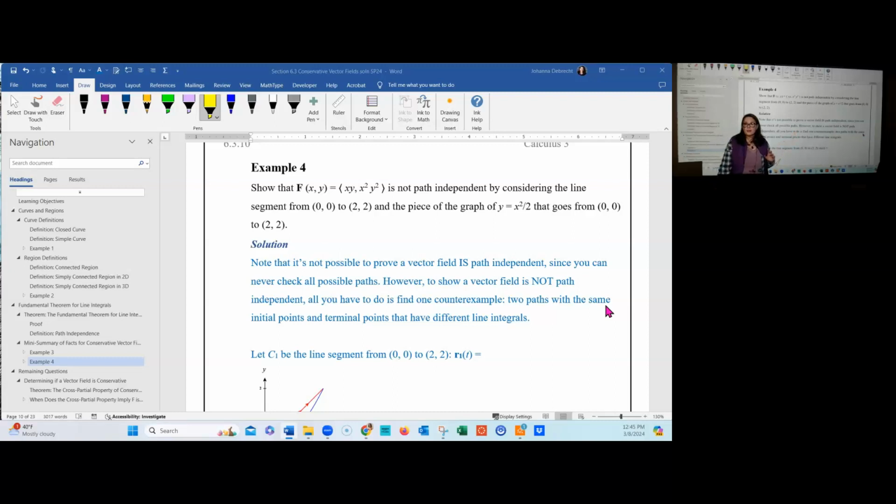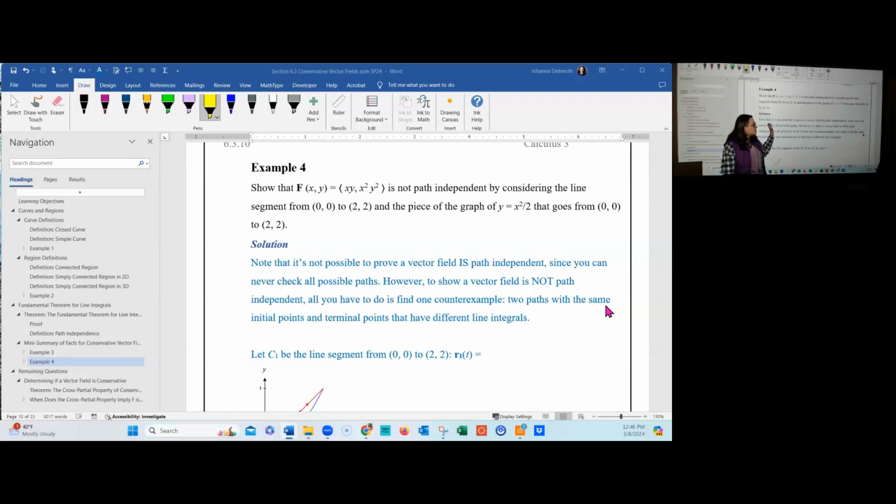Remember that path independence alone is not enough to tell us it's conservative. To tell us it's conservative, we need a continuous vector field on an open, connected domain that is also path independent. However, if we take away path independence, then it cannot be conservative. So proving it's not path independent is a way of proving that it's not a conservative vector field.